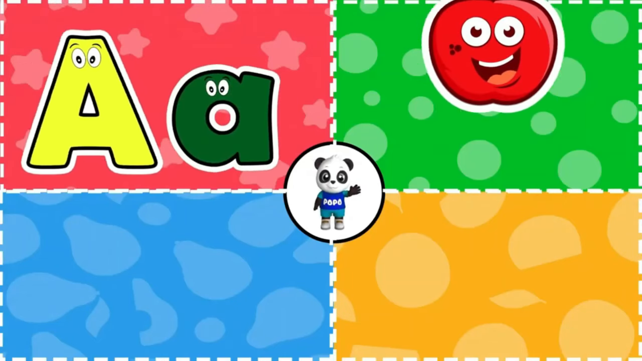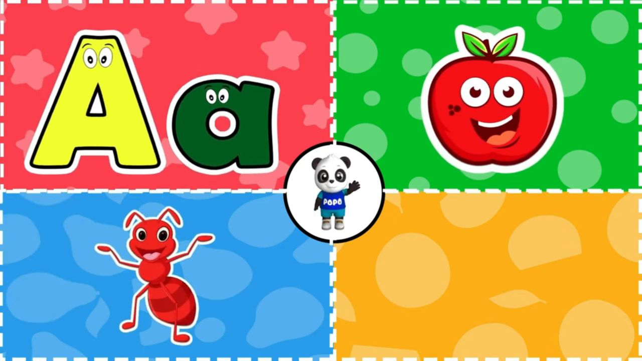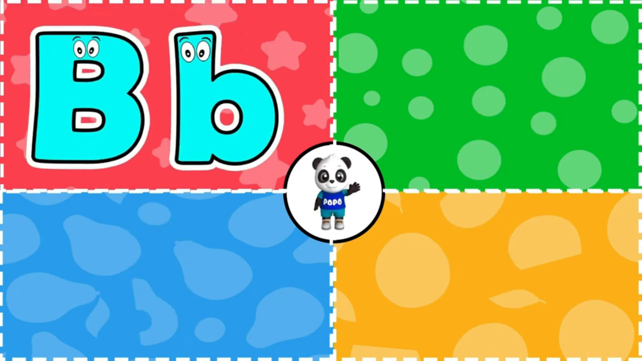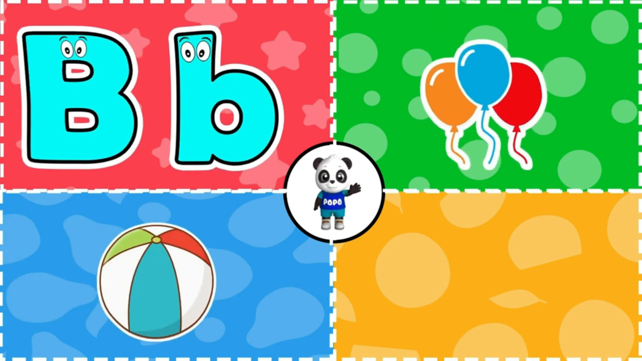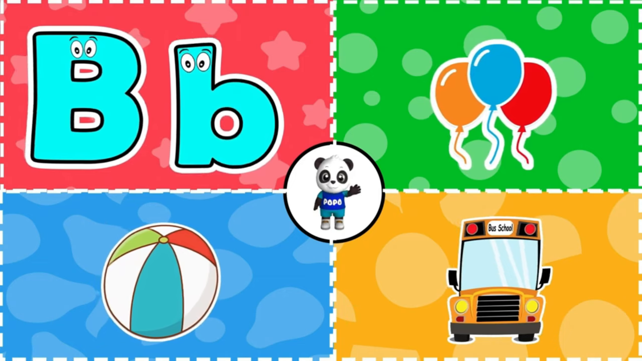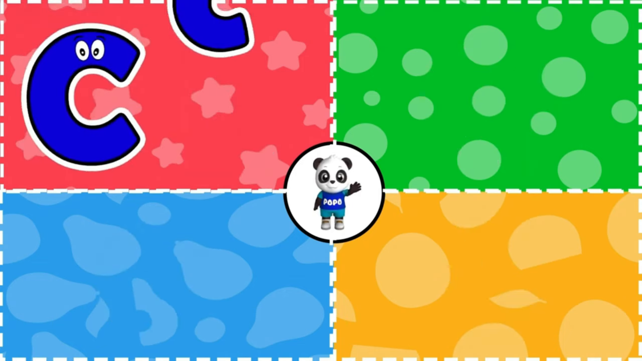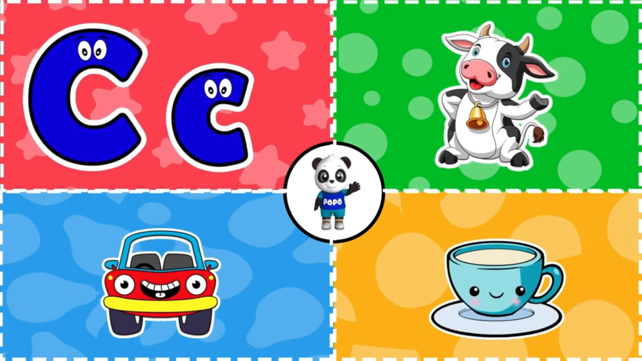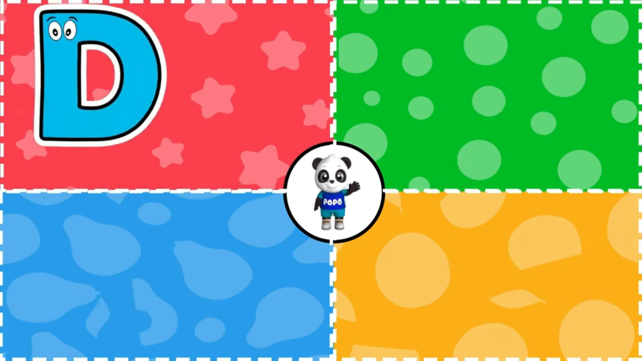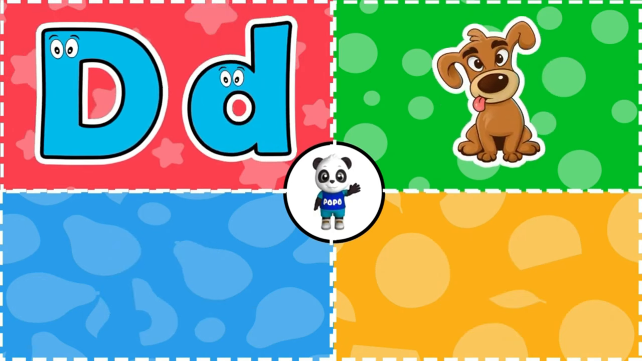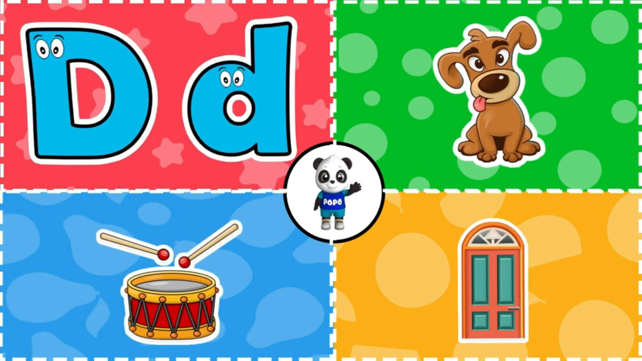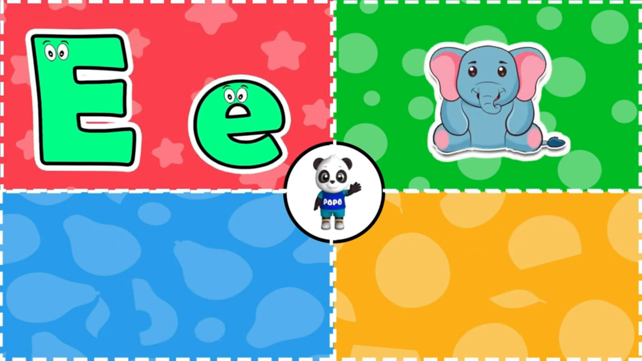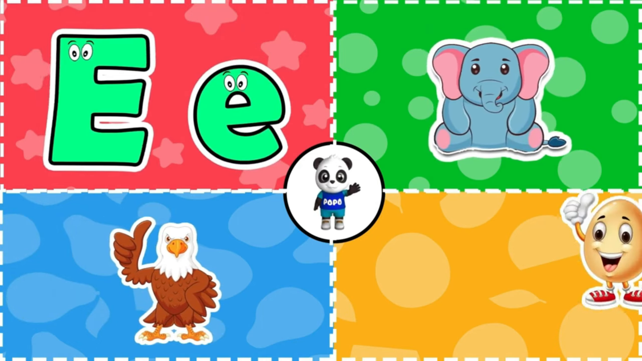A, A, A for apple. A for aunt. B, B, B for balloon. B for ball. B for bus. C, C for cow. C for car. C for cup. D, D, D for dog. D for drum. D for door. E, E, E for elephant. E for eagle. E for eggs.